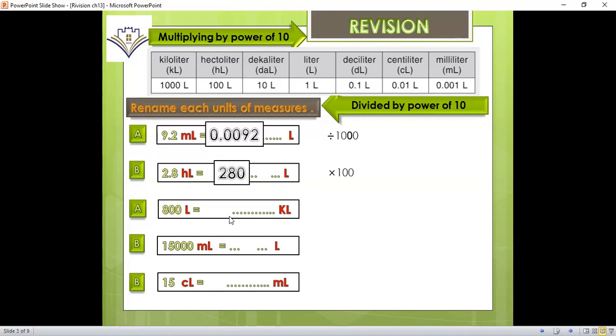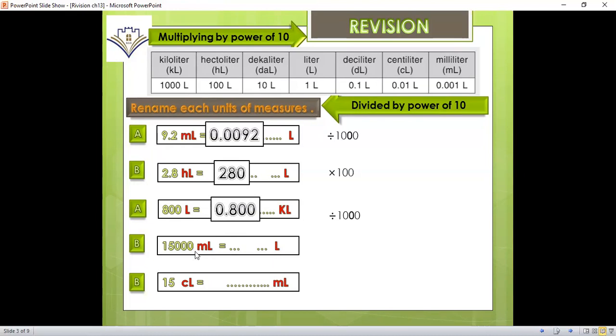800 liter equals dots kiloliter. Yes, from 800 liter to kiloliter, move this way. Divided 10, divided 10, divided 10, meaning divided by 1000. Then the point will move 3 decimal places to the left. There is a decimal point in this place. Then 1, 2, and then 3. Then the answer is 0.800.